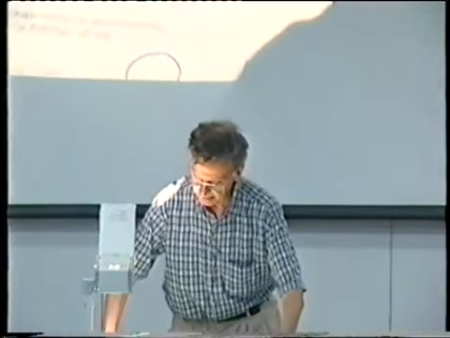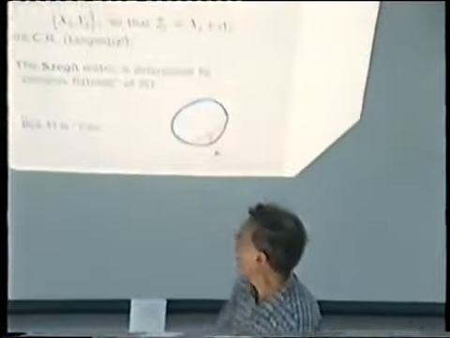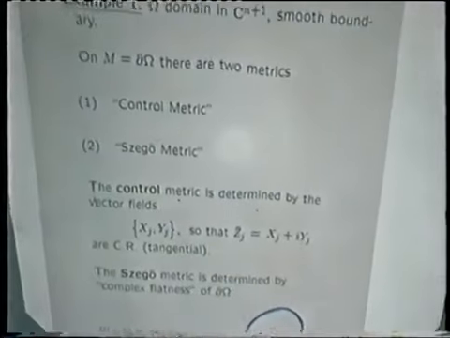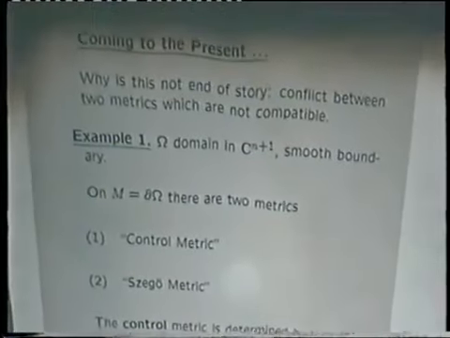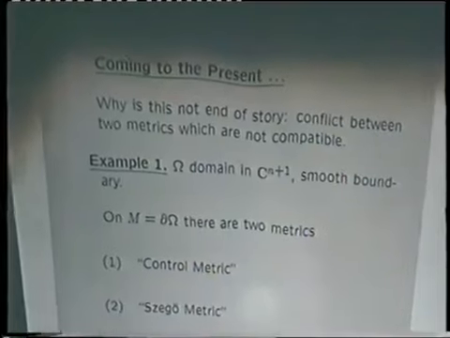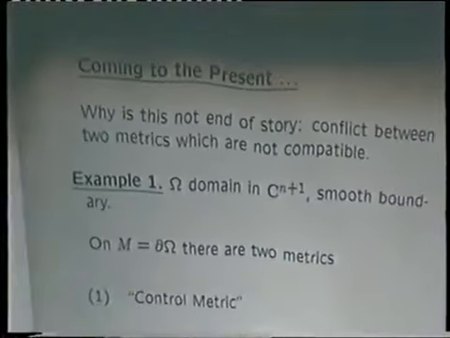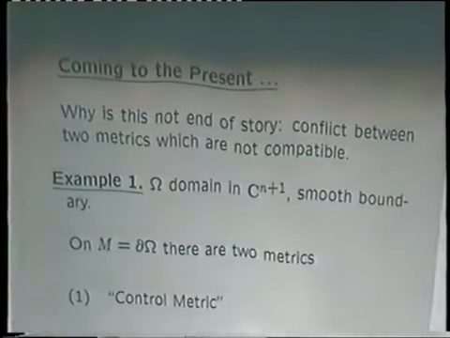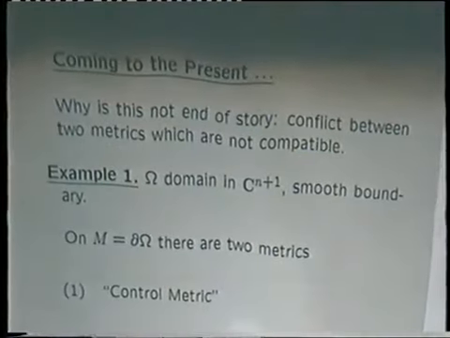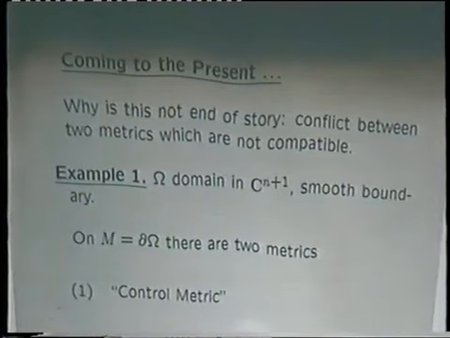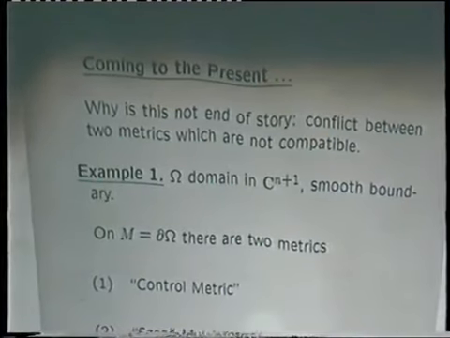So with a little bit of patience, I'd like to describe two very specific examples. All right? So I want to call this the conflicts between two metrics. So let me explain how this arises. In the first example, we're starting again with a domain now in Cn+1. Well, that's just slightly different. So this is going to be a problem in, let's say, several complex variables, but also in PDE, as you will see in a moment.